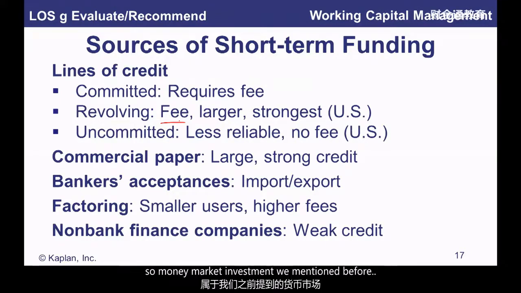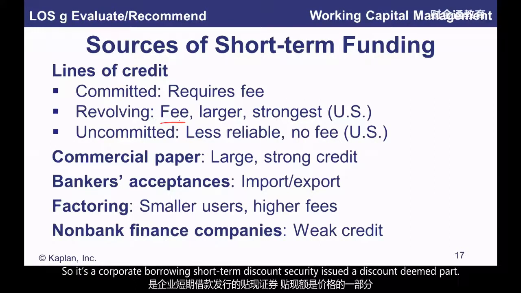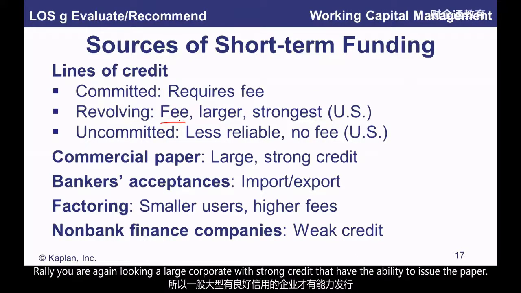Commercial paper, it's a money market investment. We've mentioned it before. Commercial paper is very similar to treasury bills. It's the corporate version of a T-bill. So it's a corporate borrowing short-term discount security, issued at a discount, redeemed at par. Again, you're looking at large corporates with strong credits that have the ability to issue commercial paper.